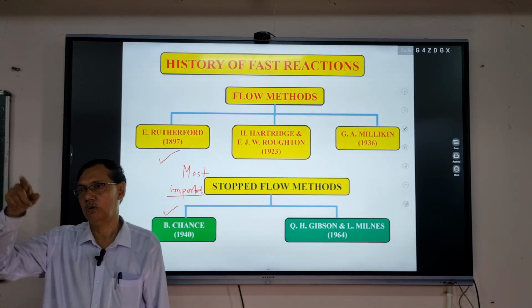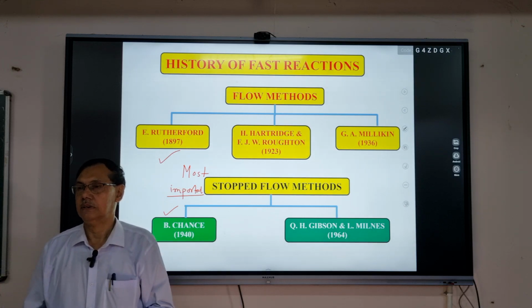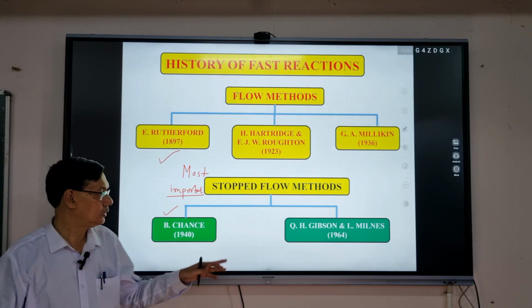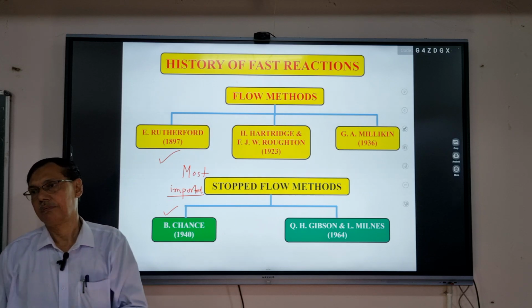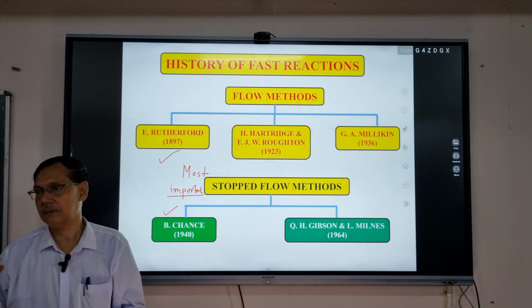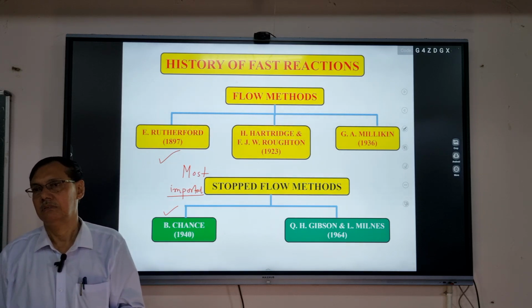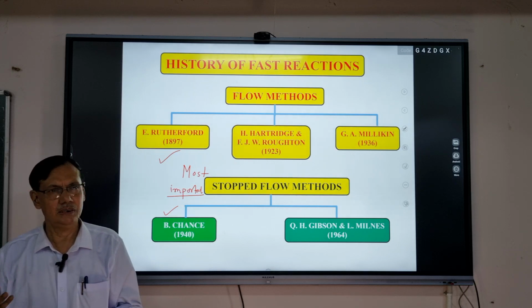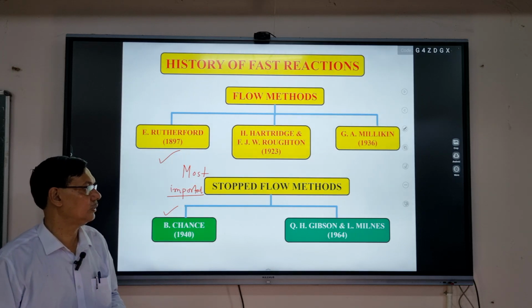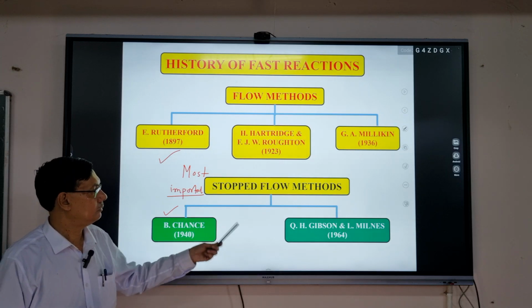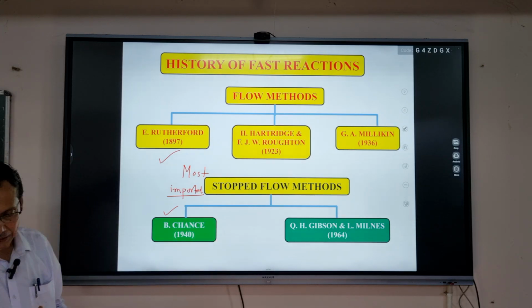Fortunately, we have this stop flow technique in our department, so I will show you. This is a very small machine. At that time the cost was 4 to 5 lakhs. Long back I purchased it, I think from a DRDO or DST project, for studying the protonation constant. So this is the first history of the flow methods.